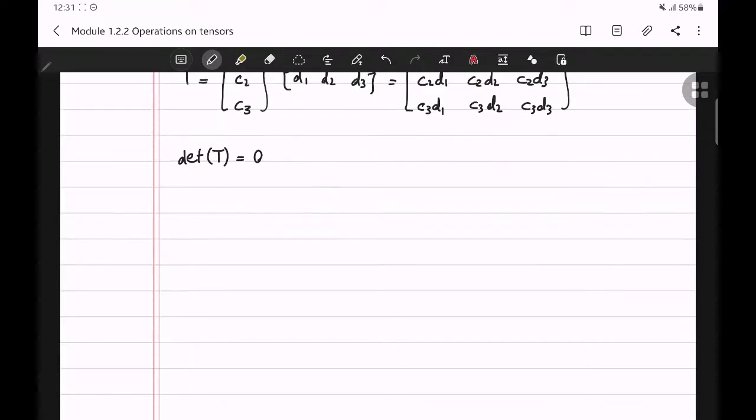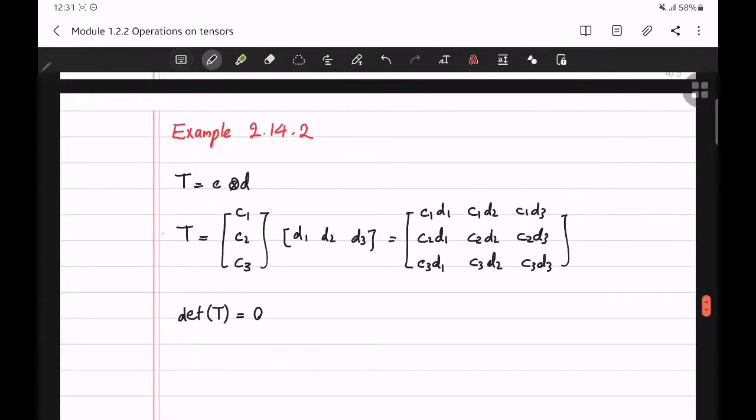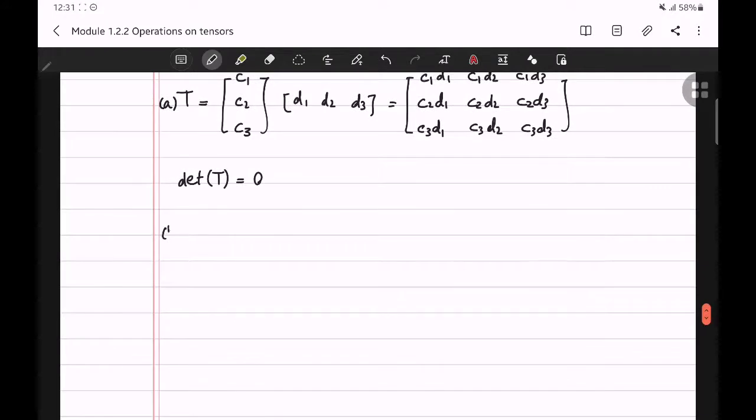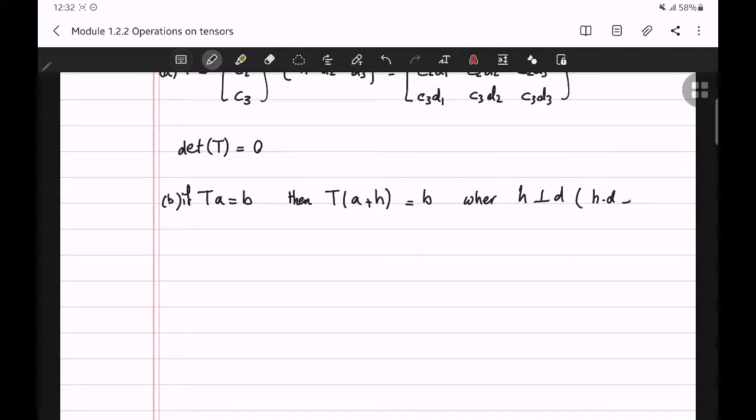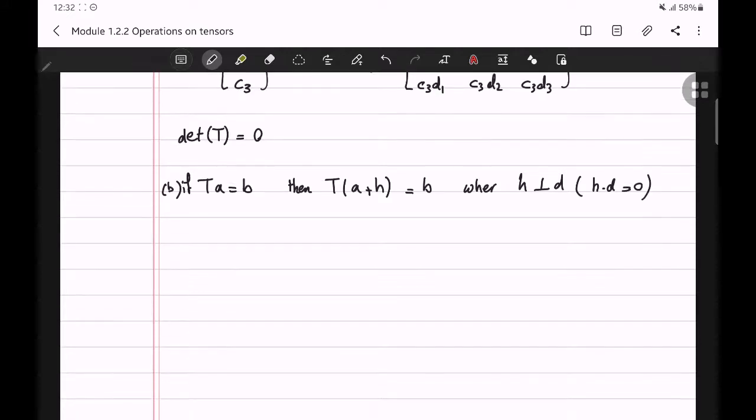And in the second part, it's the A part. In the second part, it says that if you have TA is equal to B, then T(A plus h) is equal to B, where h is orthogonal to, let's say, the vector D. So that means h dot D is equal to 0. Their dot product is 0.